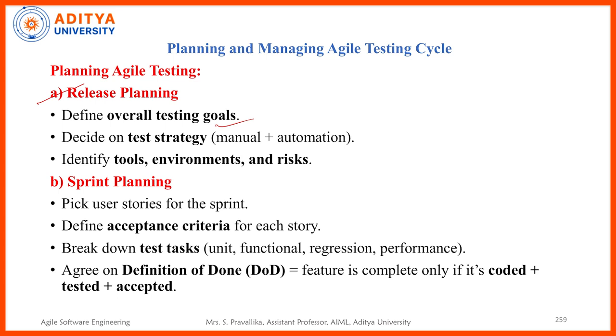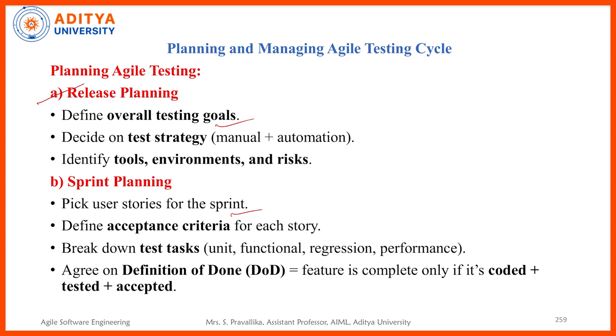The next one is sprint planning. What happens in the sprint plan? Pick user stories for the sprint. So we need to pick the user stories for the sprint. User stories are nothing but user-defined stories or scenarios regarding one particular aspect of a particular product or module.